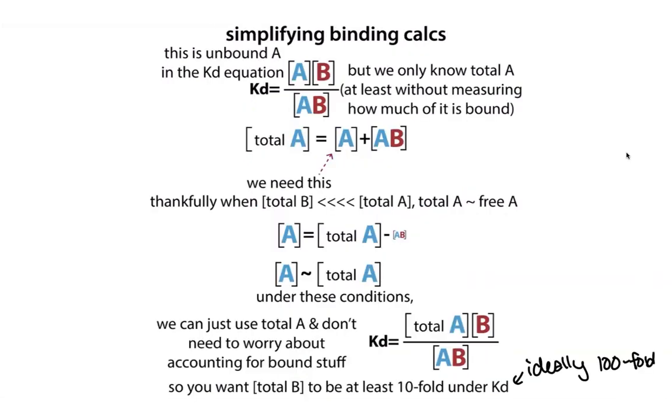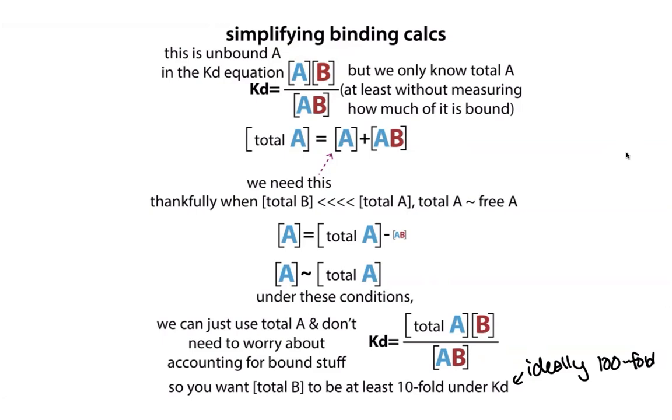This is a slight technicality in that I said we wanted a low concentration of one of the partners. This is so that we can make a simplification. Remember that our Kd equation is the concentration of free A times the concentration of free B over the concentration of A times B. What we're going to be measuring is the proportion of B that's bound. We know how much A we put in, but we don't want to have to directly measure how much of the A is bound and how much is unbound.